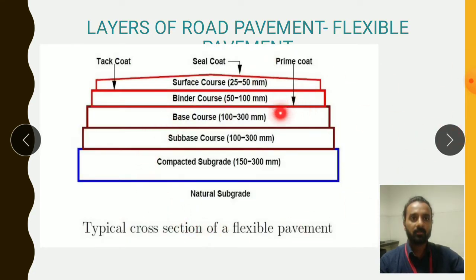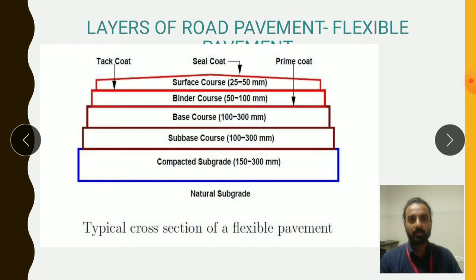So these are the tack coat, seal coat and prime coat. Here you can see at the bottom the prime coat, the second layer is a tack coat, and the first layer is a seal coat. The first is the surface coat, in which the surface is laid, and after that the seal coat is applied, and below the seal coat the tack coat is applied. The third one can be the binder coat, and below the binder coat there will be the prime coat. After the prime coat there will be the binder coat of around 50 to 100 mm thickness.